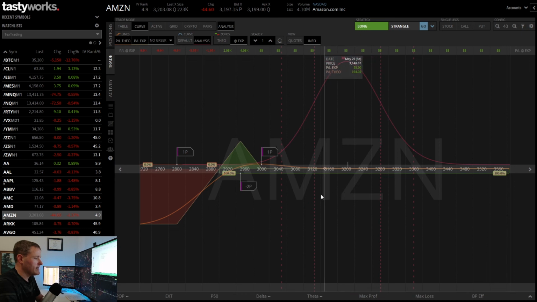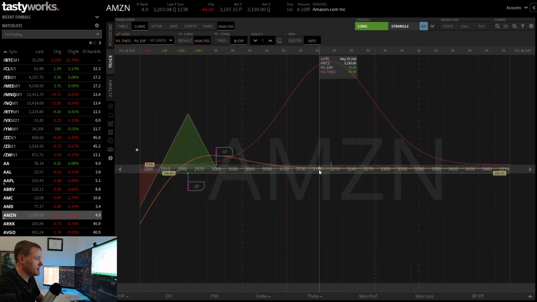If I'm right and Amazon starts to sell off, you can see here's your theoretical P&L, this brown line. As Amazon sells off, our theoretical P&L starts to climb up, okay? And if we get all the way over here to our max profitability tent right here, the most we could make on this trade is about $5,000. Of course, the odds of that happening are very, very slim, but there are ways to make money all the way up to expiration. You don't have to be right exactly inside of this tent.